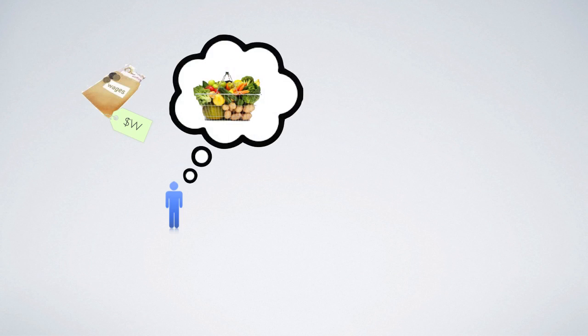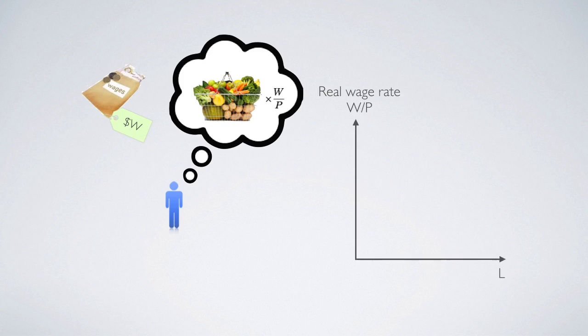Now we move on to the labor market. In the labor market, whenever a household sees the nominal wage rate, what he thinks is the same as when he saw the rental price for capital. He will try to think about how many baskets he can buy. The number of baskets that he can buy will be simply the wage rate divided by the price level. So based on the amount of baskets he can buy, he will decide how many working hours he would be willing to supply.